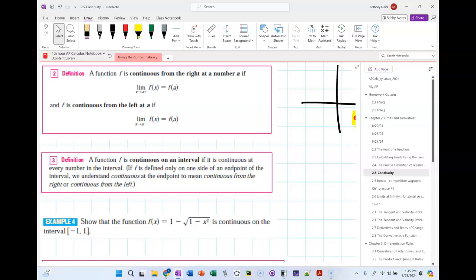Never will I ask you to rewrite a definition. Never will I ask you to quote a theorem. You just have to be able to understand it and use it.